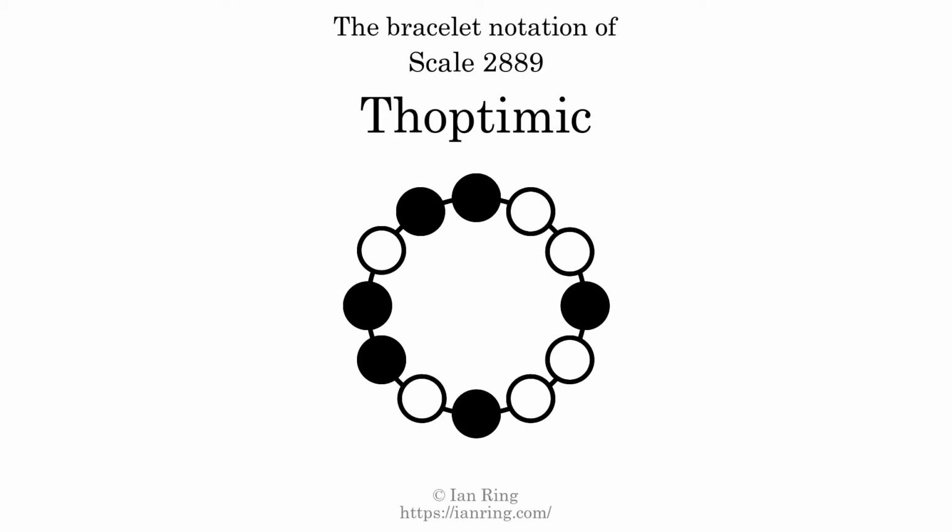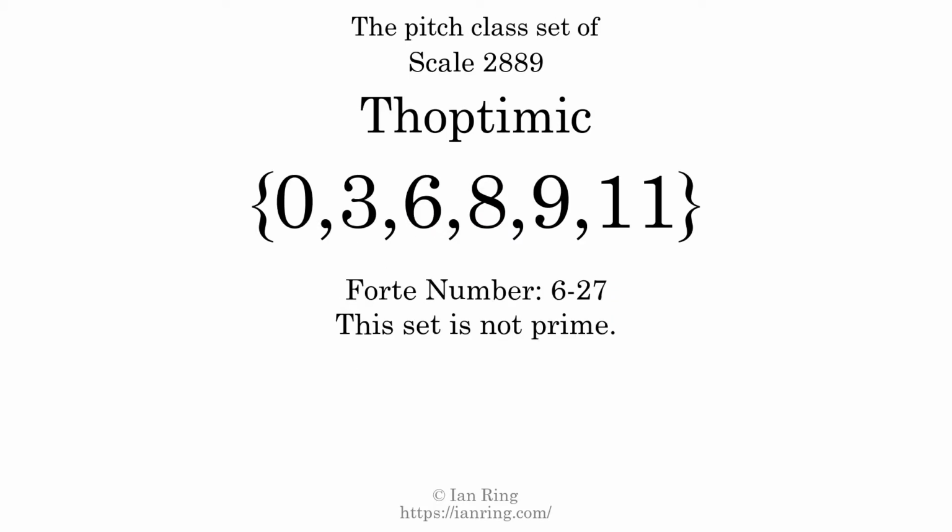This is a bracelet notation diagram of scale 2889. The shaded circles represent tones that appear in the scale, and they are read clockwise, starting at the top. The pitch class set for this scale is 0, 3, 6, 8, 9, 11. The forte class is 6-27. This set is not prime.